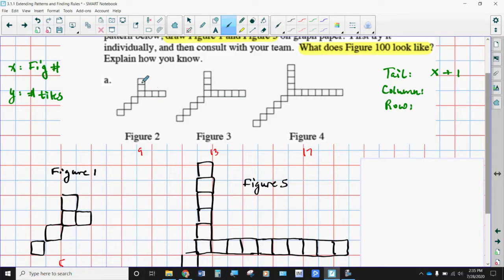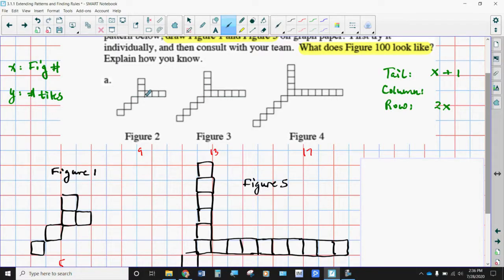Now let's take a look at the column. Actually, no, let's do the row. I want to do the row first. The row has 4 in it, correct? This row has 6 in it. This row has 8 in it. Do you notice any pattern there with our figure numbers? Here, figure 1 has 2. Here, figure 5 has 10. What is always happening with our rows? We're always doubling our figure number for the number of tiles in the rows.